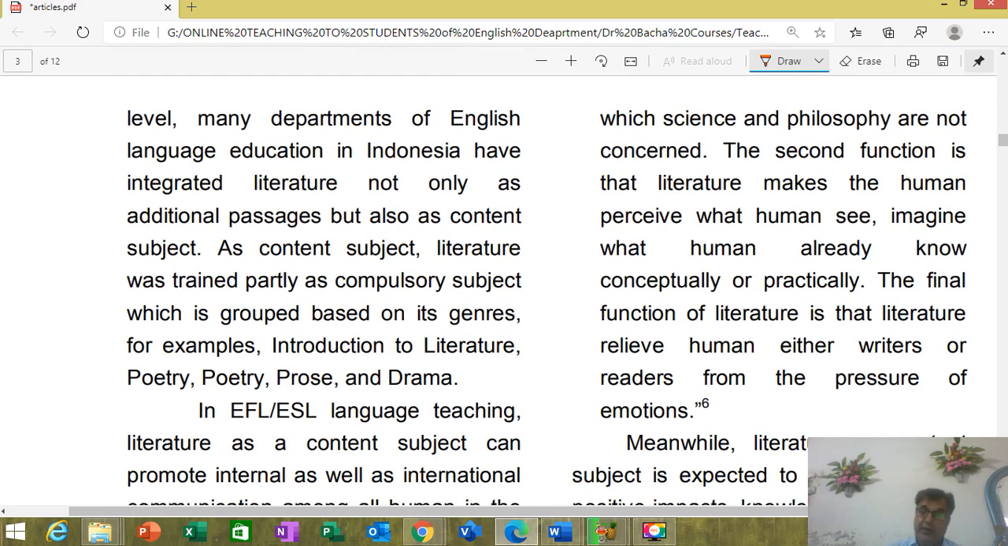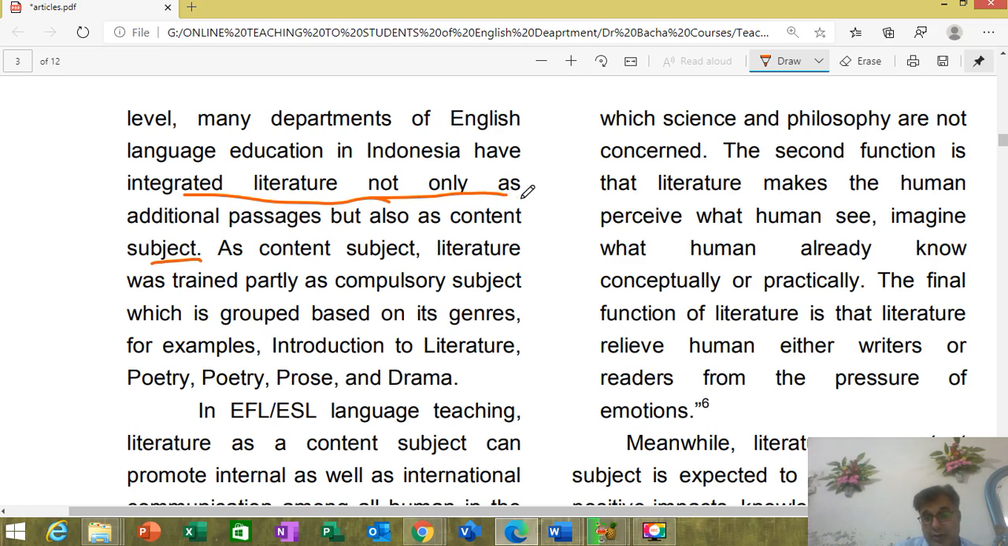So at university level, many departments of English language education, and this is actually the context from Indonesia, have integrated literature. They're talking about Indonesia, but I think mostly the case might be the same in our setting, but also as a content subject.